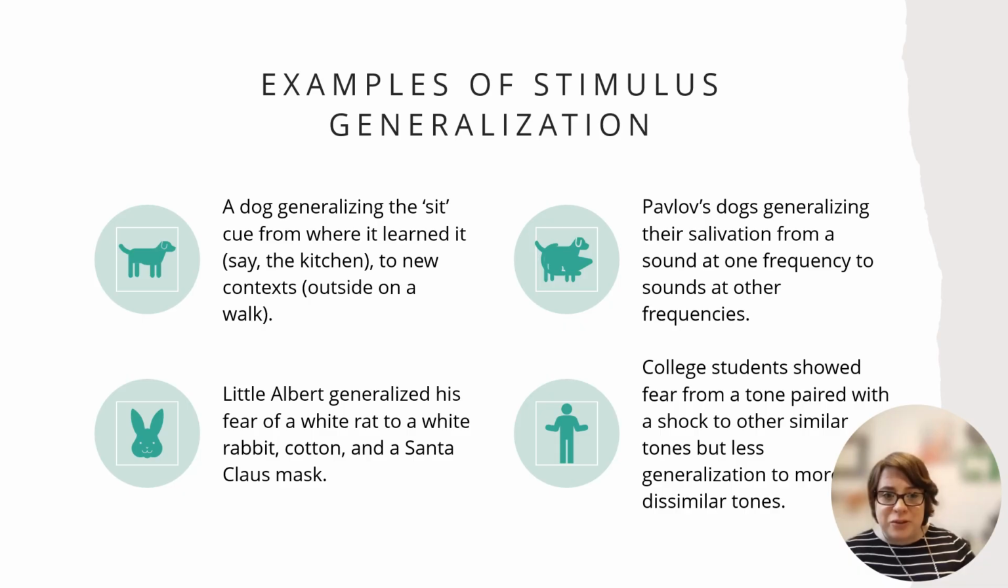And so the researchers found what's called a generalization gradient, whereby the more similar the other 4 tones were to the initial conditional stimulus, the higher the galvanic skin response, indicating more fear, and the less similar the new tone was to the initial tone, the lower the physiological arousal or the fear response was. Right? So college students showed fear from a tone paired with shock to other similar tones, but less generalization to more dissimilar tones.